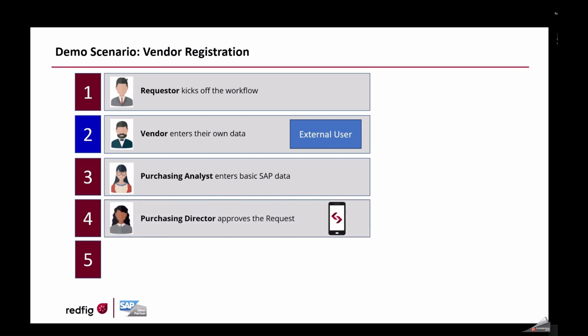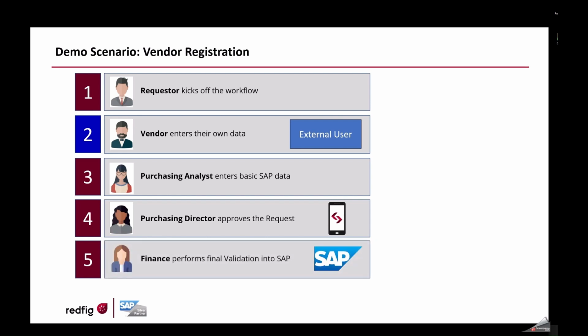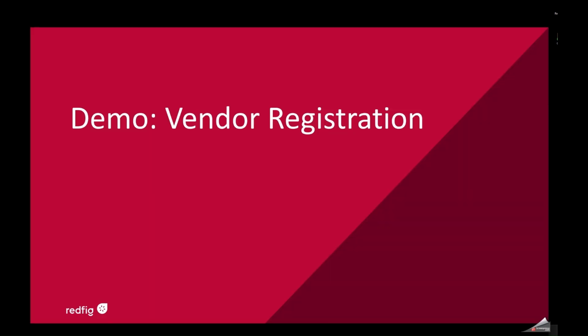The fourth step is a simple approval step by the purchasing director. For this demo, we'll see how that can be done from a mobile device. Finally, someone from finance provides the financial information and performs the final validations before the vendor is created in SAP. Now let's dive into the demo.